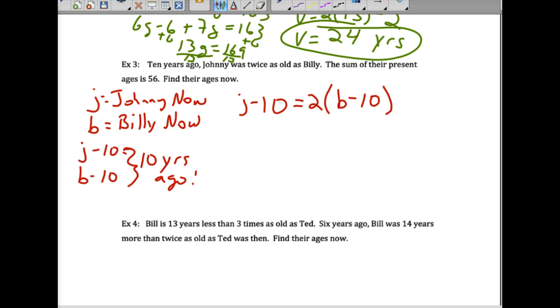Okay, second equation is very easy. J plus B equals 56.